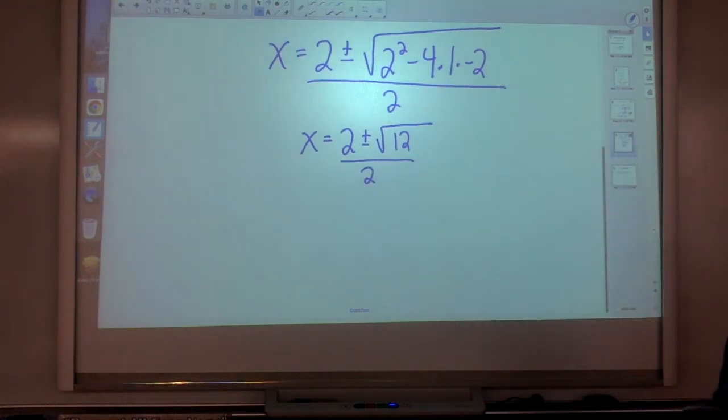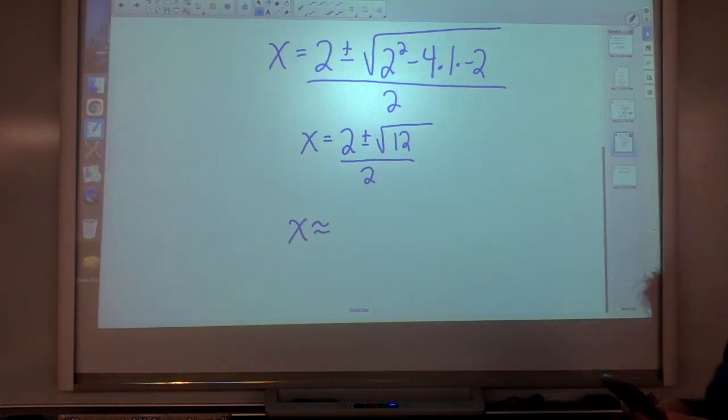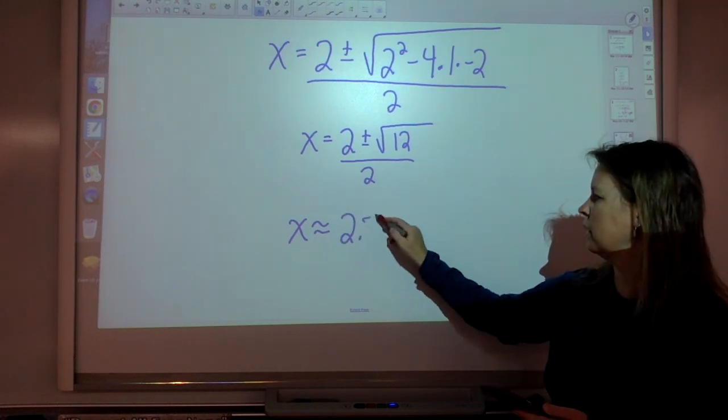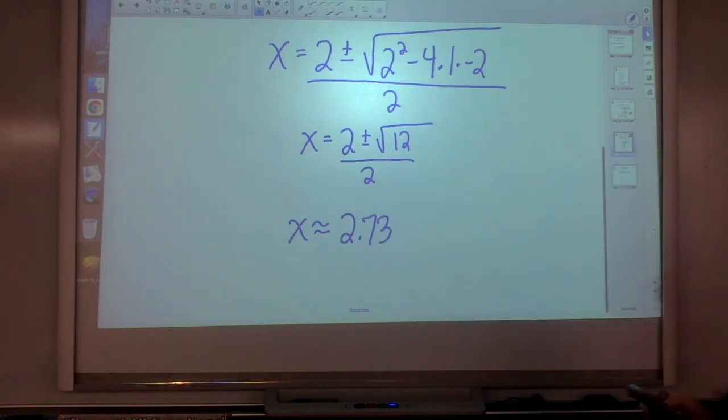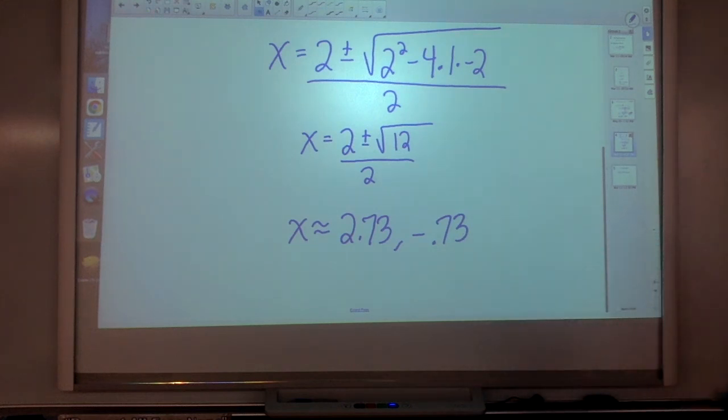What do we do with that? We're going to let you go decimal on this, which means it's going to be approximate. What happens when you take parentheses, 2 plus the square root of 12, double right parentheses, divided by 2, you get approximately 2.73, and then you do it again as 2 minus, and you get negative 0.73. And I said I'd let you just go decimal, but you're thinking, well, what would I do if it wasn't a decimal?